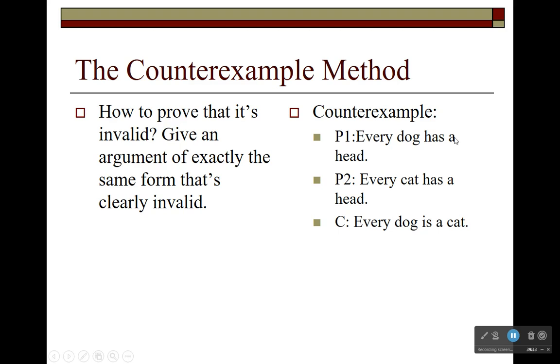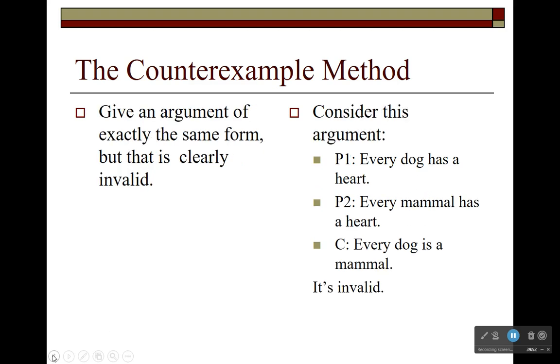So here's an argument of exactly the same form. Every x is f, every y is f, therefore every x is y. Okay, in this case, every dog has a head, that's true. Every cat has a head, that's true. Every dog is a cat, that's obviously false. So this argument is of exactly the same form as the argument that I just gave.